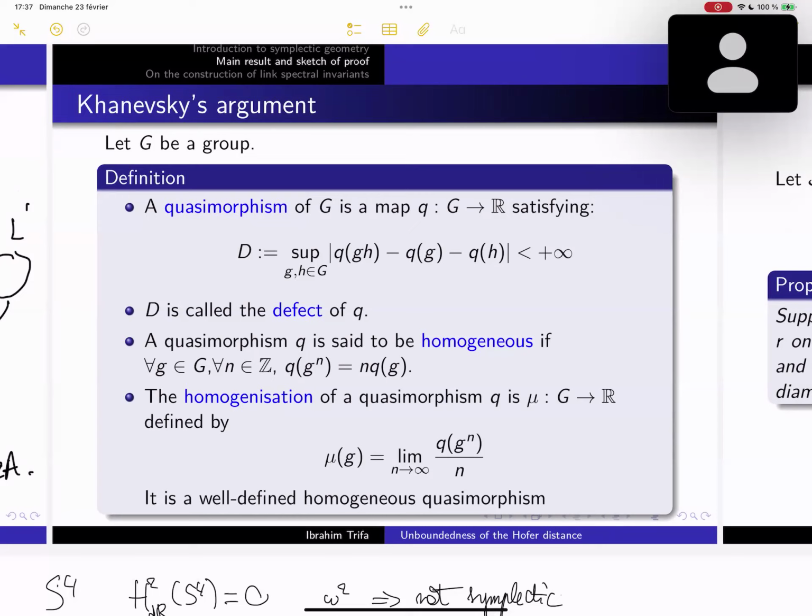One can show that this is well defined because, since we have the quasimorphism property, the sequence Q of G to the n is subadditive up to a constant. And so one can use Fekete's subadditive lemma to show that this limit converges. And it's straightforward to show that now that we have taken this limit, mu becomes a homogeneous quasimorphism.